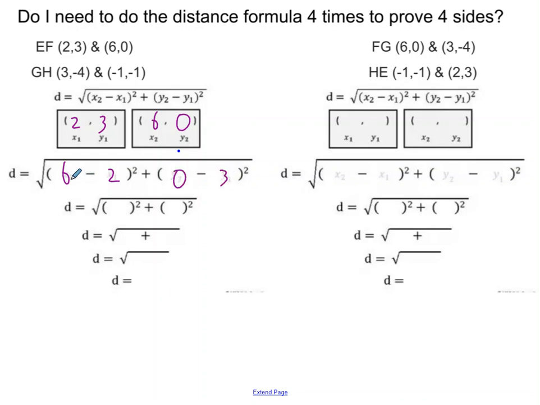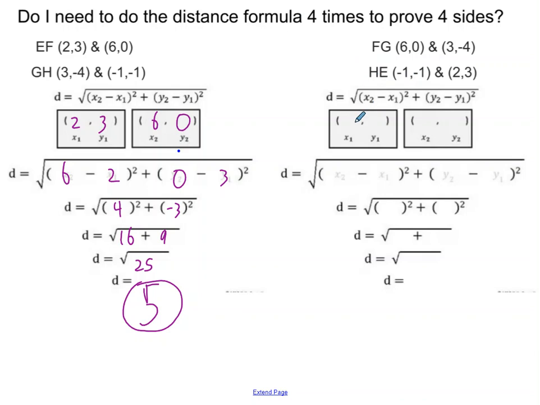Then I can say, what's 6 minus 2? 4. What's the 0 minus 3? -3. Then I can square it. 4 squared, 16. -3 squared, 9. Add together, 25. Distance is 5. So I want you to pause the video and you do the other point, the other side. So you guys had to do EH.